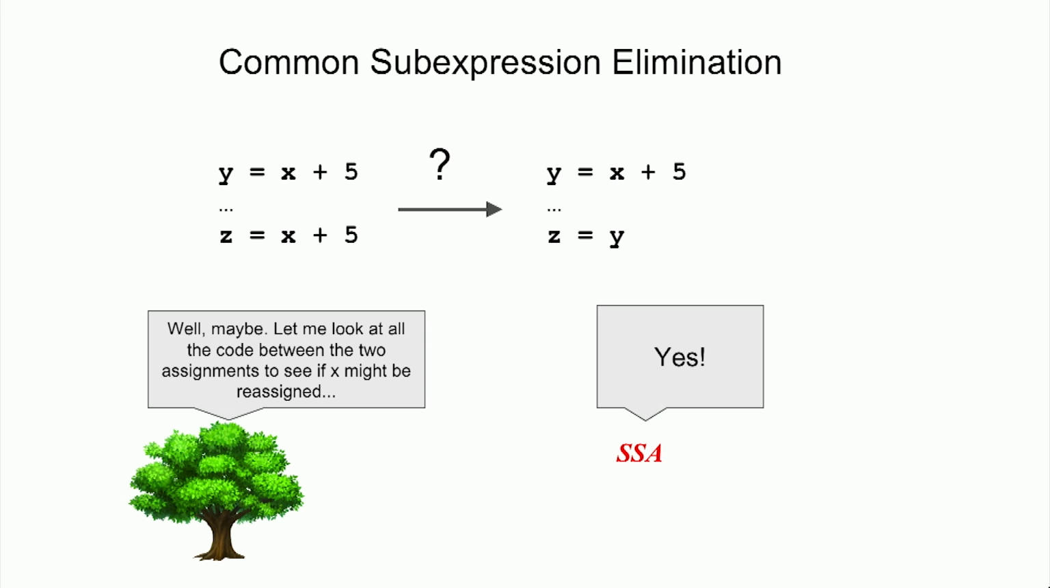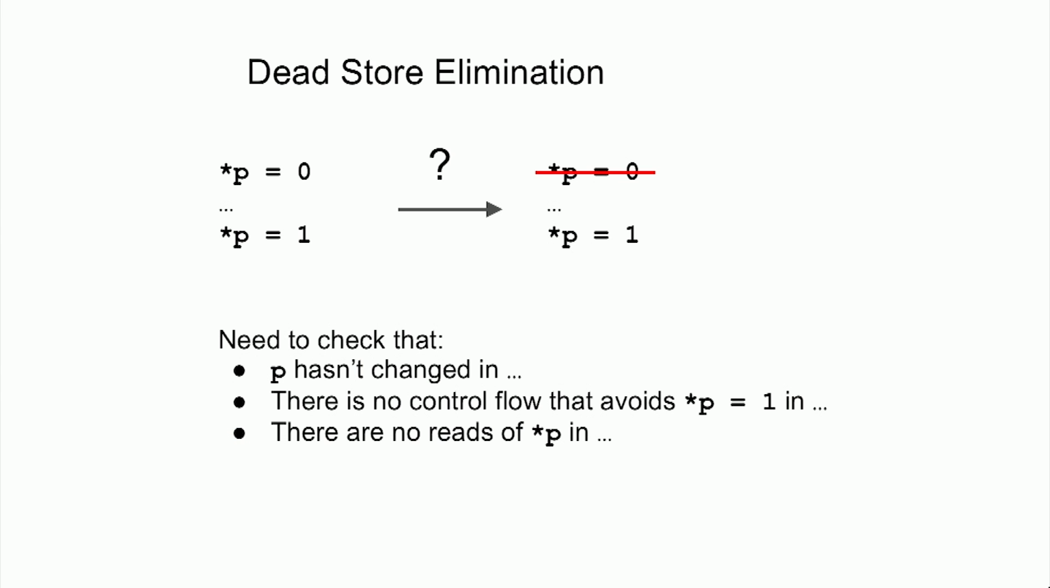Whereas in SSA, we know that there's only one assignment to x, so this optimization is always OK. I don't have to look through that code that's in the middle there. I know that x only has one value, and if I computed x plus 5 before, I know immediately the answer unequivocally is yes, I can reuse that value of x plus 5 again later. And so this makes implementing common subexpression elimination a whole lot easier in the compiler, because we have this only one assignment property.